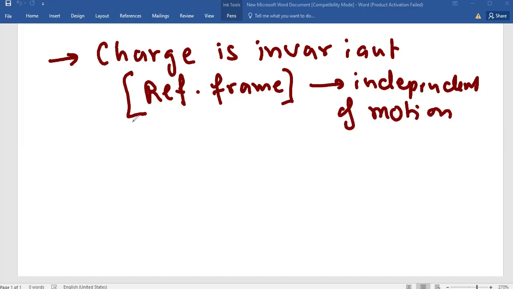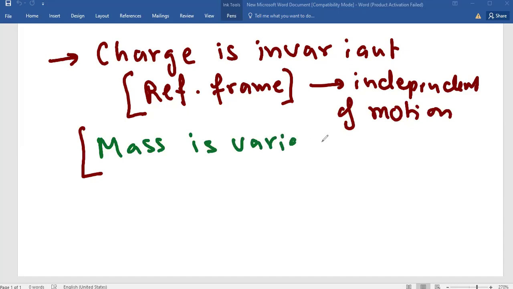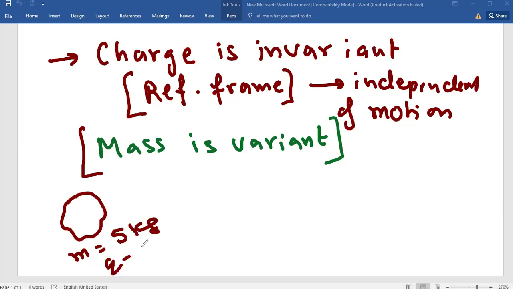Now, why is this important? Because mass is variant. Remember that mass changes with motion. In fact, mass increases with speed. So mass is variant, whereas charge is invariant. We can take one example like this. Let's say we have one object. Initially, it was at rest. So let's say mass is 5 kg and charge is 5 coulomb.